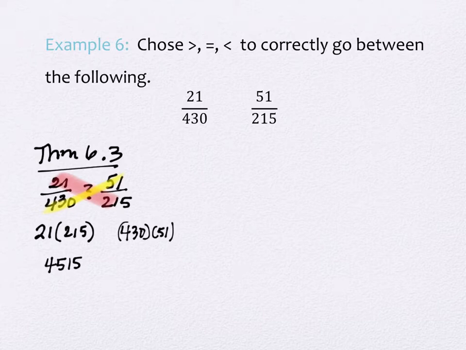4,515, thank you. And what about the other one, 430 times 51? 21,930. Fabulous. Very clearly, 21,000 is bigger.